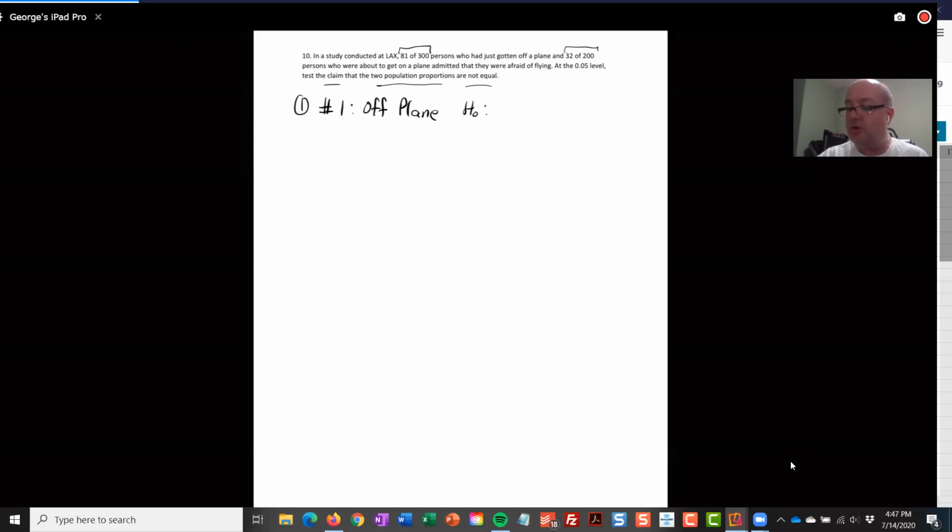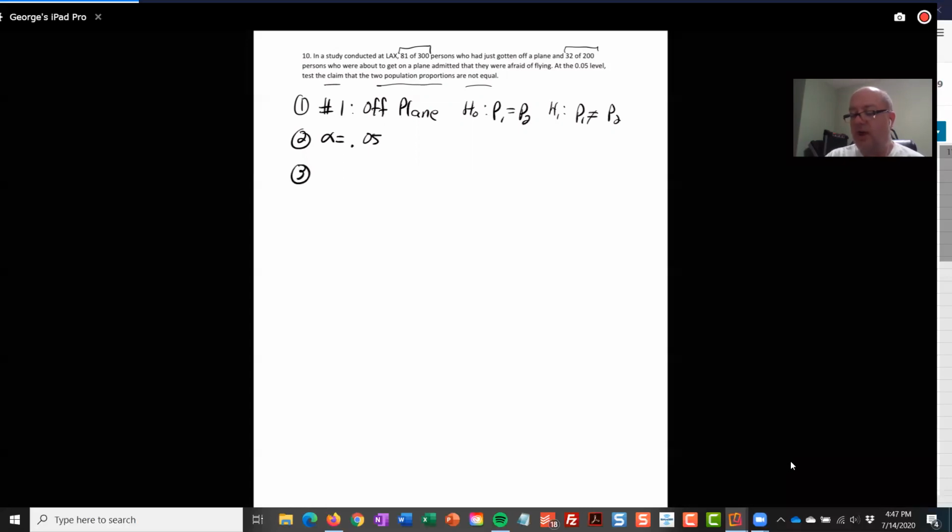The null hypothesis, P1 equals P2. Again, that's always the case for a two proportion test. H1, I compare P1 to P2. Any suggestion that one's higher or lower? No, we're just testing that they're not equal. So the right sign there is not equal to. I haven't checked the conditions yet. The level of significance was 0.05.